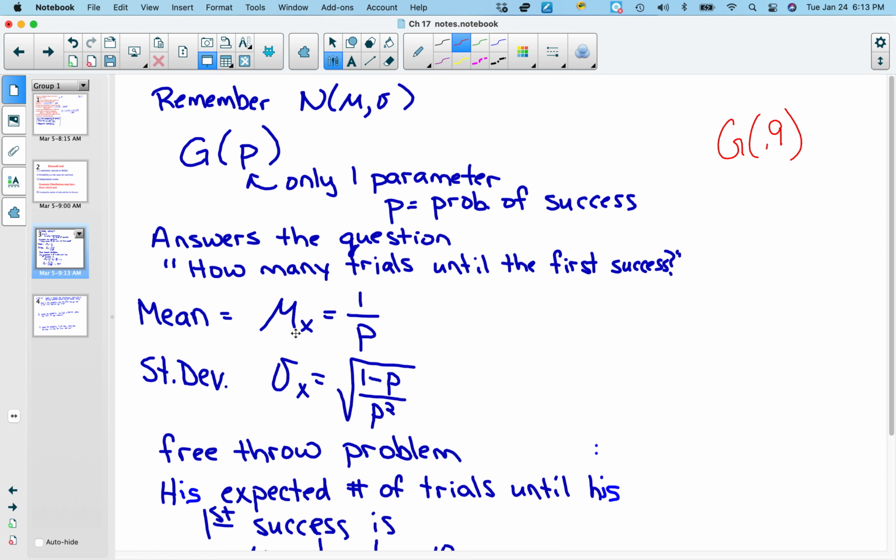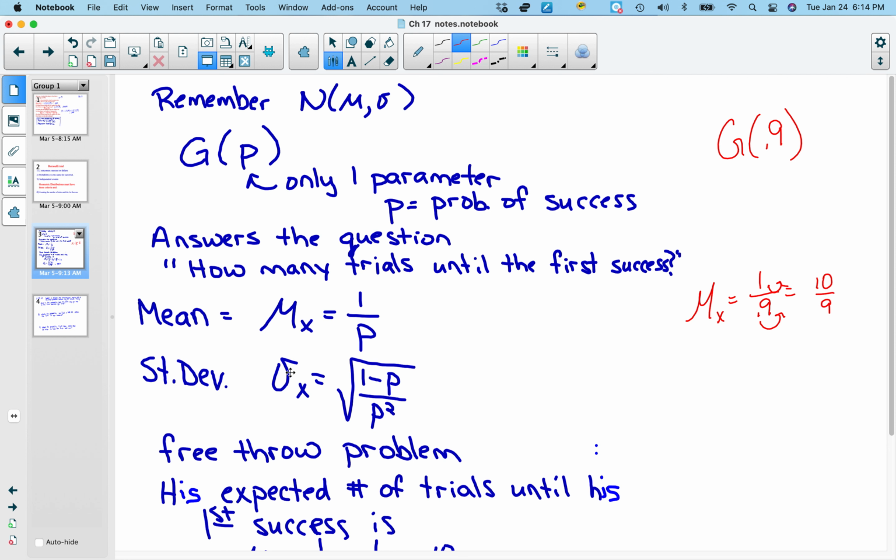You can calculate the mean of a geometric model, which would be 1 over P. So for example, if we wanted to know on average how many trials he would have to do to get his first free throw, you would just take 1 over 0.9. For our problem, mu sub x equals 1 over 0.9. Move the decimal point one place, you get 10/9. So that would be the average.